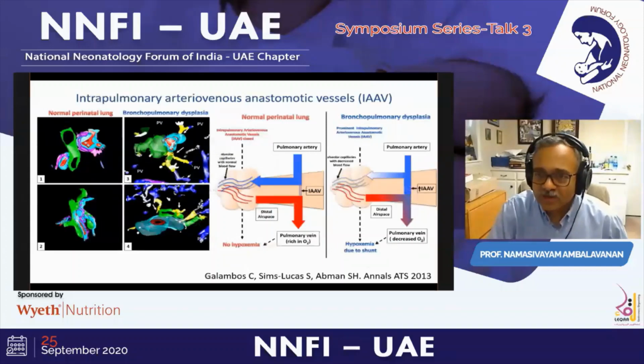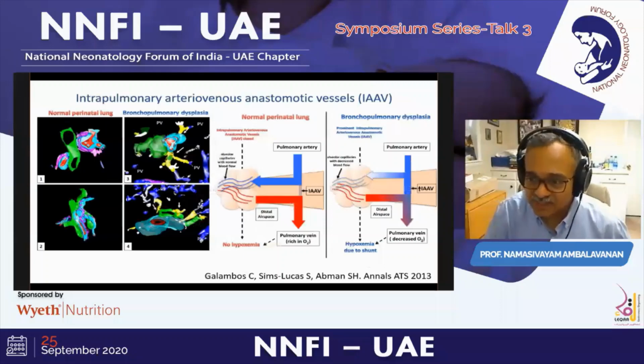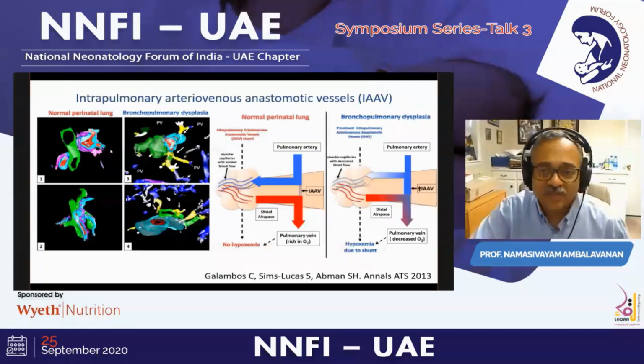There are also what we call IAVs, that is intrapulmonary arteriovenous anastomotic vessels. So this was shown in very excellent detail by Dr. Steve Edmonds' group. These are 3D reconstructions of the normal perinatal lung as well as the BPD lung. And you can see that normally you have the pulmonary artery which takes blood to the lungs. The blood goes through the alveoli, becomes oxygenated, and comes out through the pulmonary veins. But what happens with these intrapulmonary arteriovenous anastomotic vessels is that it's a direct connection between the pulmonary artery and vein. So the blood bypasses the alveoli.